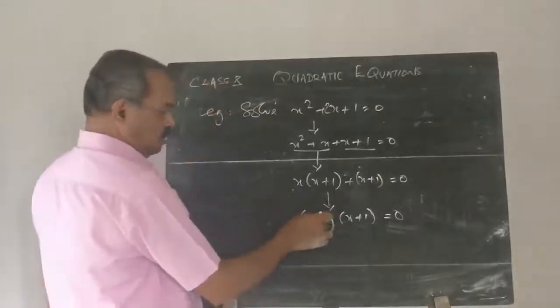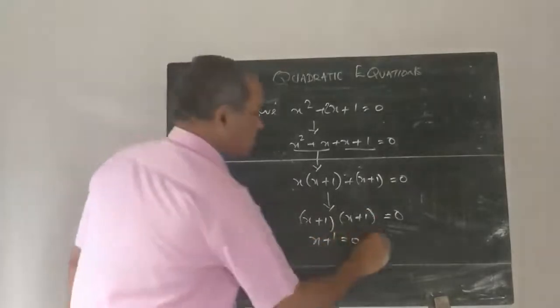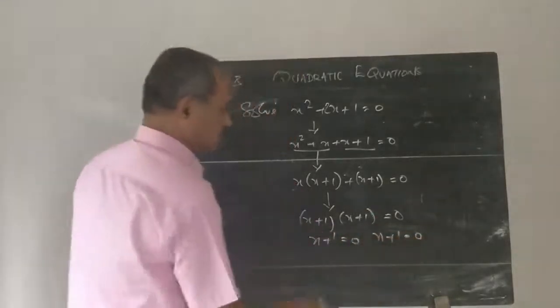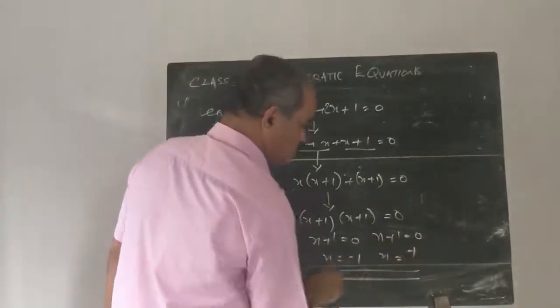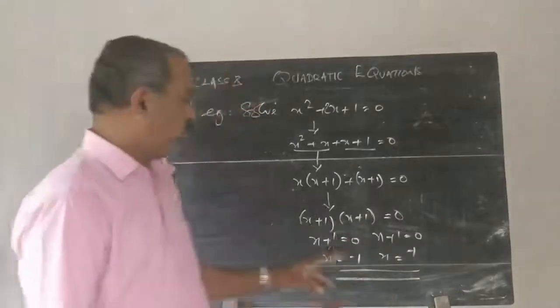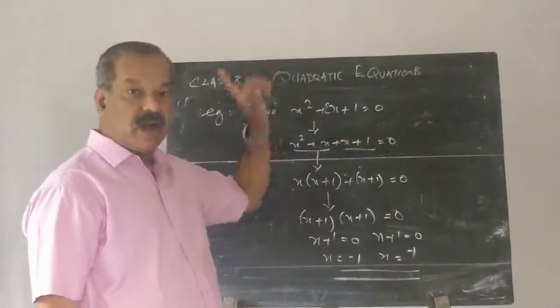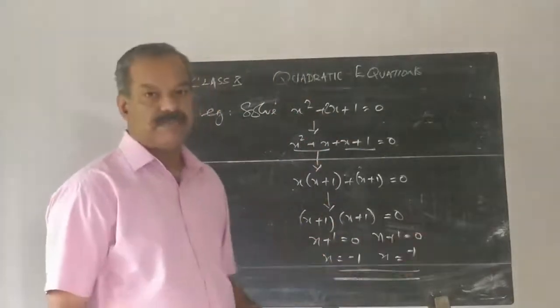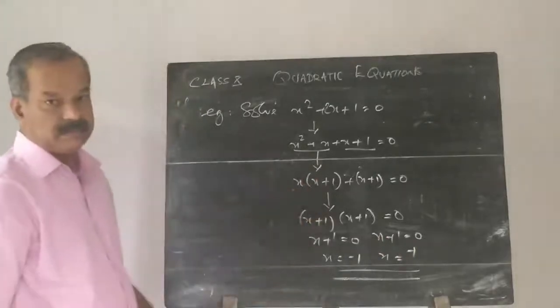By the zero factor theorem we can write x plus 1 equal to 0. X equal to minus 1. Two repeated solutions, the same solution. We can consider the solutions of x square plus 2x plus 1 to be minus 1, minus 1. So here also we used splitting the middle term.